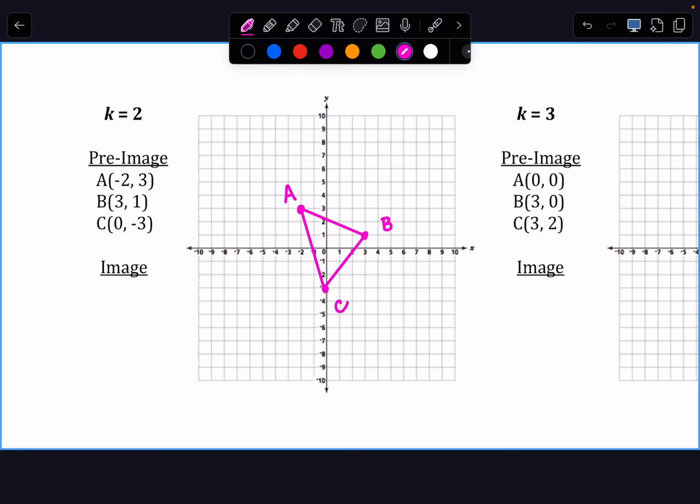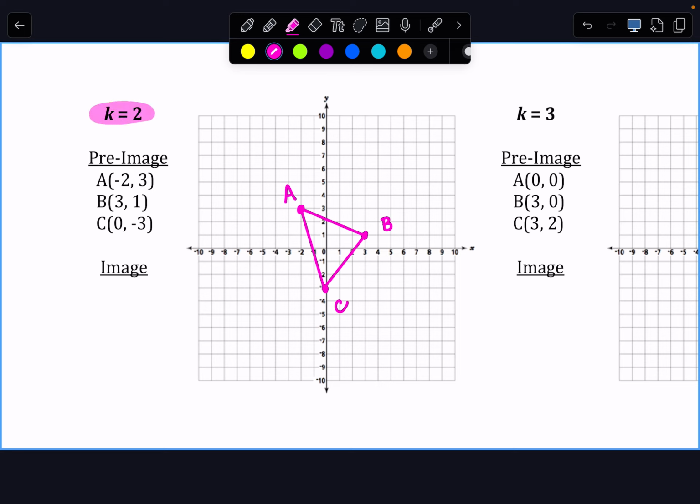Bigger. Okay, bigger. How do we know it's getting bigger? Is what I'm hearing. Aaron, what did you say? K is greater than 1.